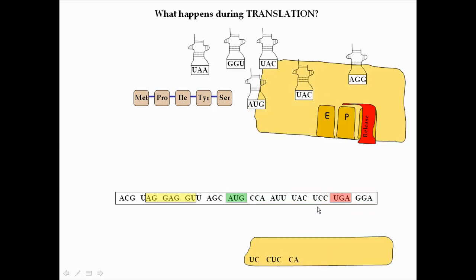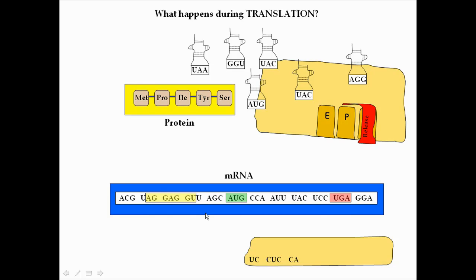At the end, in the big picture, what's the goal of translation? It's to make a protein. And so here it is. Here's a string of amino acids that was made by using the information contained within this messenger RNA molecule. Translation at this point is finished, because there's the protein and there's the messenger RNA that was used to make it.